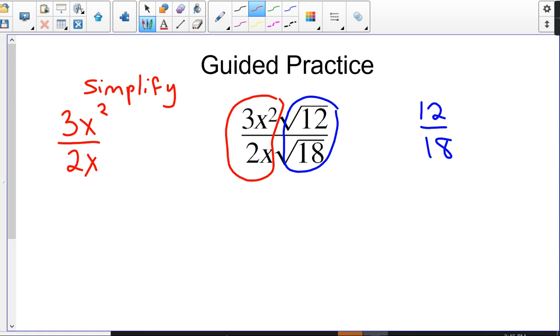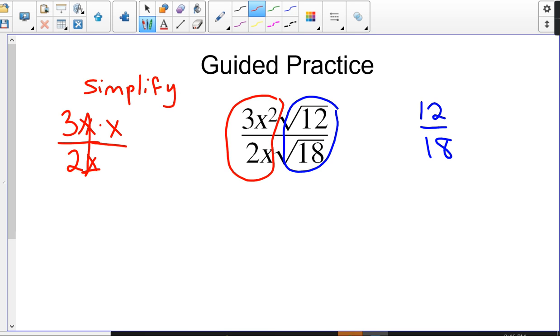So 3 over 2 can't really be simplified, right? 3 halves, 1 1/2. We want to keep it as a fraction. It doesn't help us to simplify that. But x squared over x can be simplified. And what I explained to you is that you should expand that. So make the x squared x times x, because then we could just see how many x's cancel out. Well, I have one x on top, one x on bottom. X divided by x is 1.